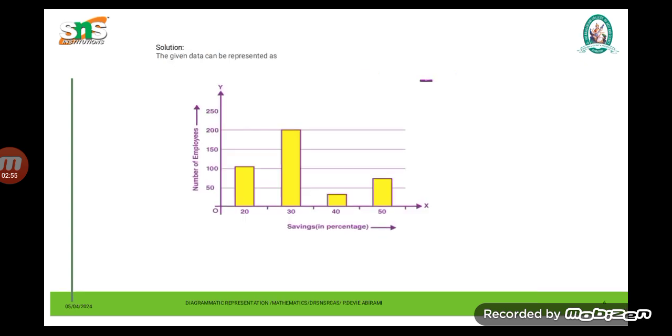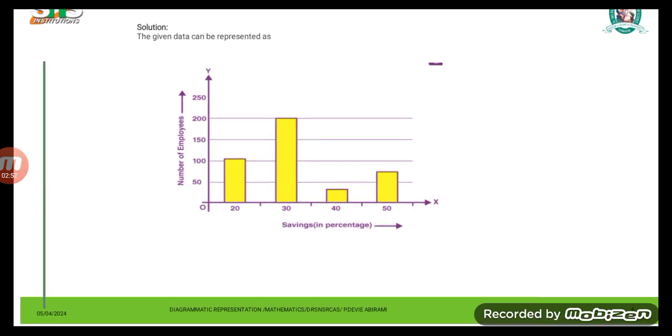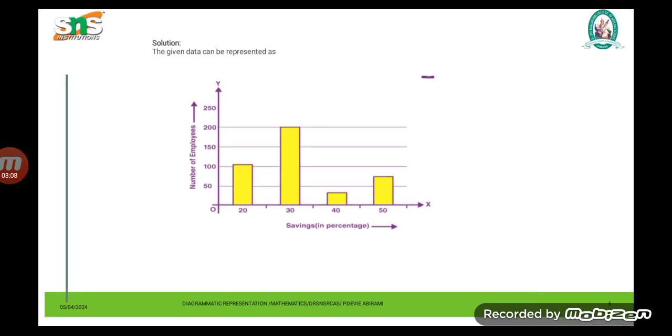So my bar graph is represented through the x and y axes. On the x axis I mention the savings of an employee, and on the y axis I mention the number of employees. While plotting, the first, 20 rupees saving, is near 100, so I plot it as 100. The second, 30 rupees, is nearly 200, so I touch the line at 200. Similarly, we can draw many more data.